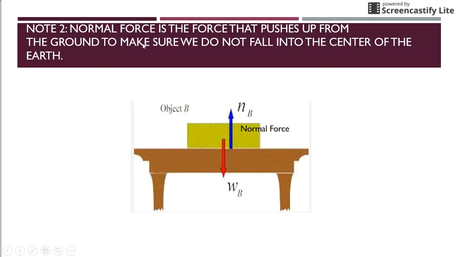Note number 2. Normal force is the force that pushes up from the ground to make sure we do not fall into the center of the Earth. So if gravity is pulling this box down, the only thing that's preventing it from falling through the desk is the normal force that's pushing up on it.